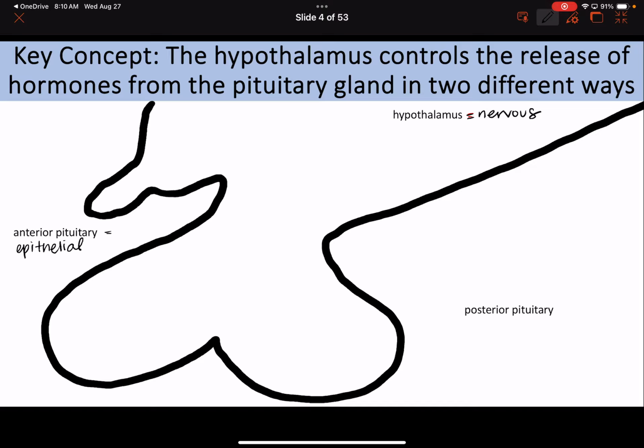And then the posterior pituitary actually is not an actual secreting gland. It's actually also made from nervous tissue. And so we'll talk about why that's important in a little bit. But for now, hypothalamus is nervous tissue. The anterior pituitary is epithelial tissue. It is a gland. We'll talk about the hormones that it secretes. And then posterior is actually nervous tissue.